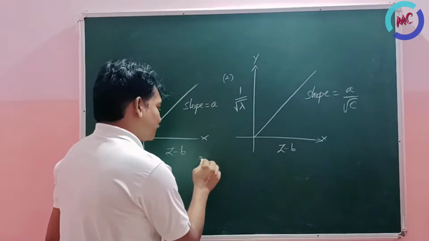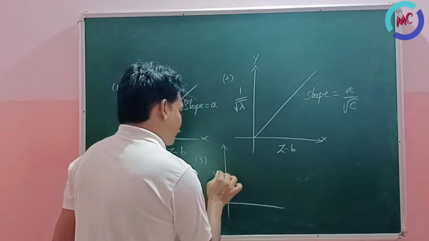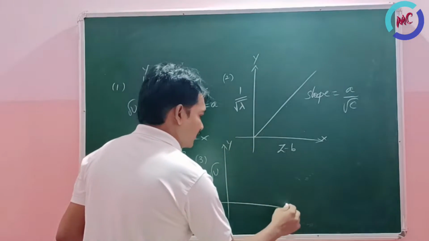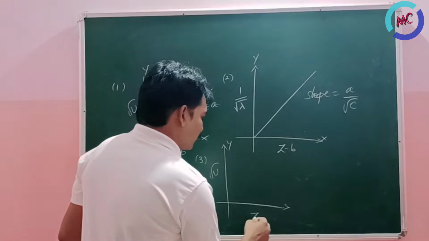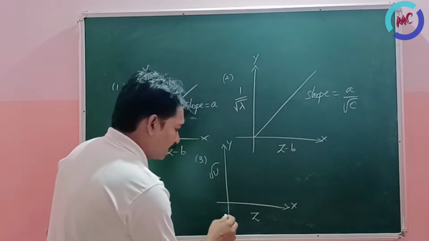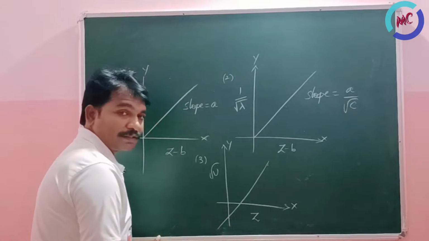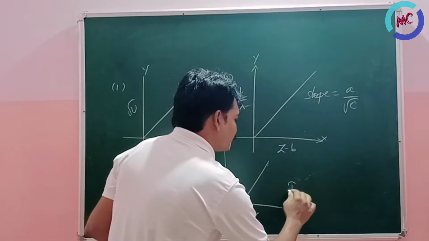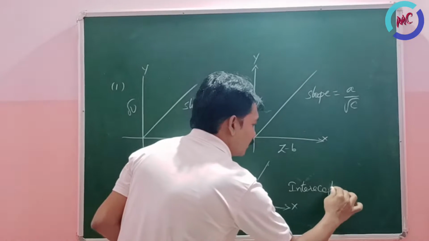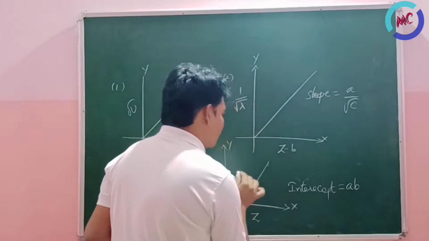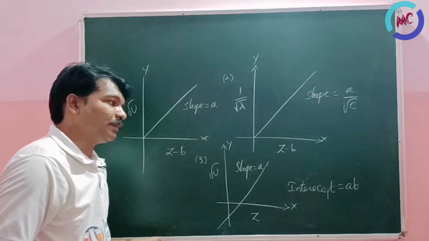And in case of the third one, frequency on the y-axis and only atomic number on the x-axis. See here, it gives one intercept. Here the intercept is equal to Ab and the slope is A. Slope is equal to A, but intercept is Ab.